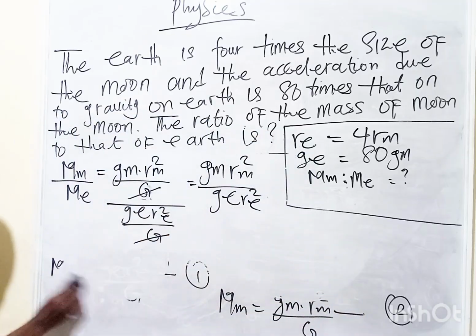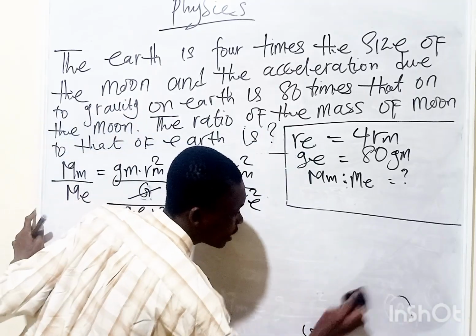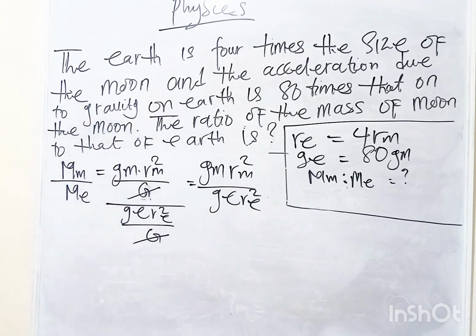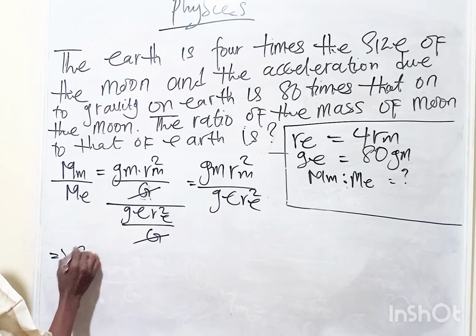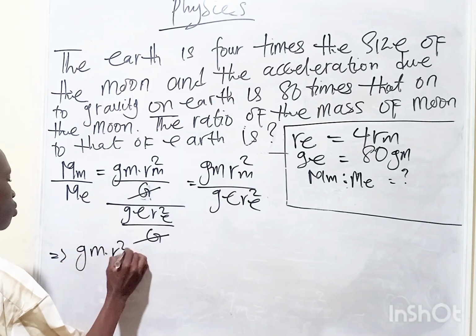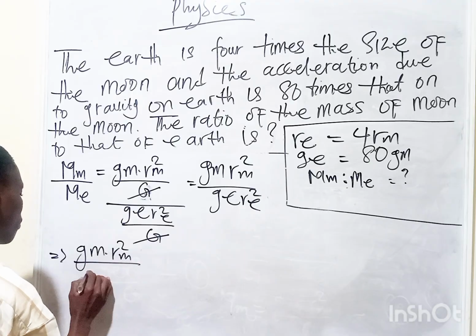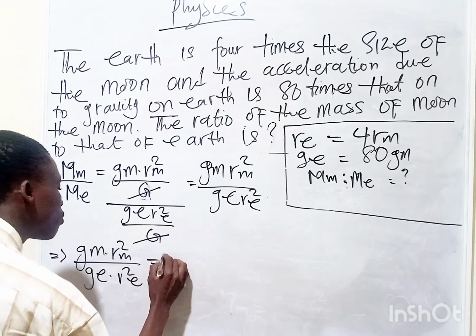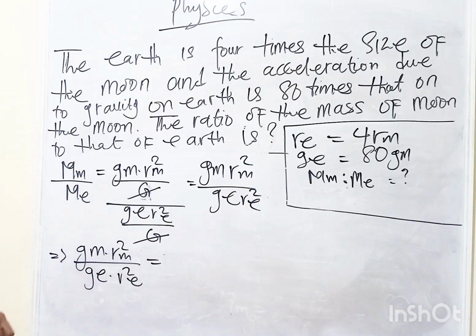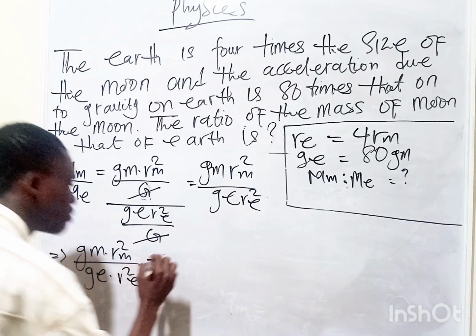All right, so from here, let's put in the values that we are given. So this implies gravity of the Moon multiplied by radius squared of the Moon all over gravity of Earth multiplied by radius squared of Earth. Our gravity of the Moon, was it given? No, gravity of the Moon was not given, so we leave it like that.